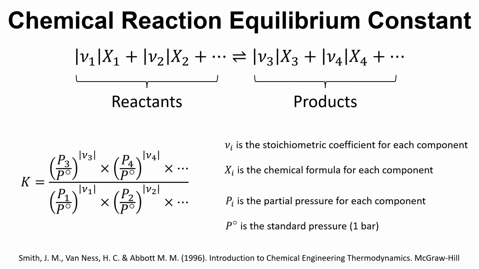We've got the products on the top line, and it's the partial pressure of each product divided by the standard pressure, raised to the power of the stoichiometric coefficient. We go through this for each component of the products on the top line, and the reactants, same form but on the bottom line of the fraction, as it were.